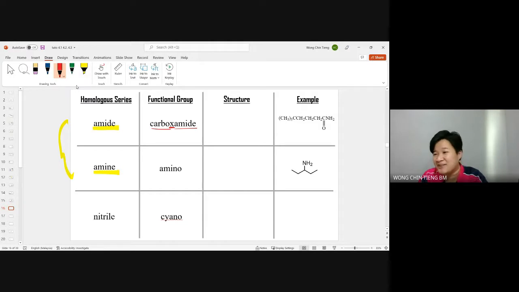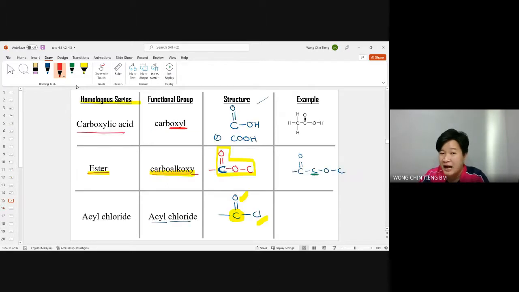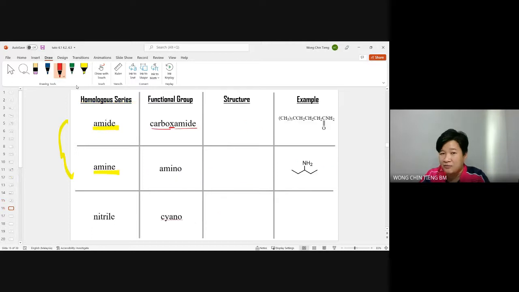Saya tak tahu. Kalau saya buat, saya jadikan dia semua Wong Chin Teng. Alright, saya minta maaf. Sebab tu saya nak highlight kat situ. Saya nak kamu nampak beza tu. Just now, it was carboalkoxy only. And now, similar thing, but carboxamide.